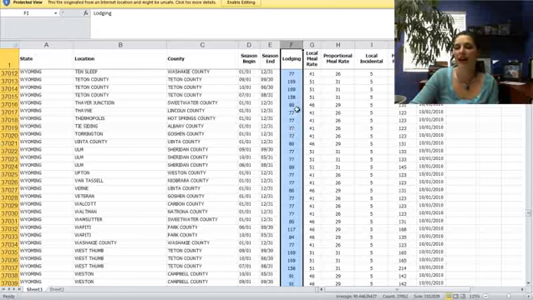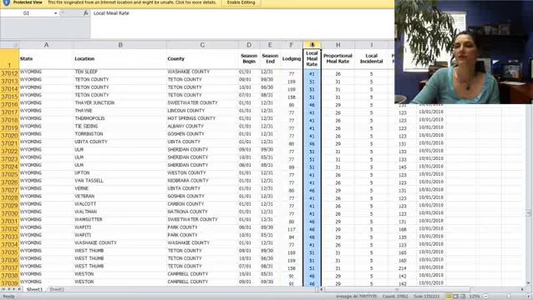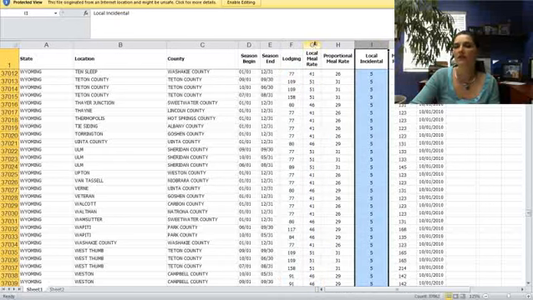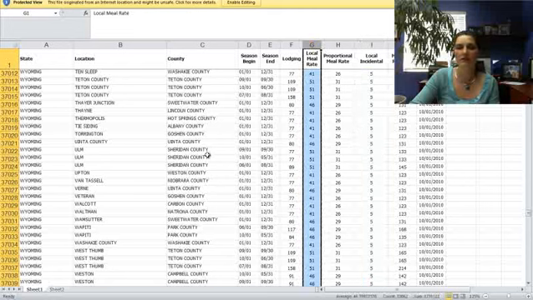But the lodging rate is not a number that an employee can use to claim a deduction. An employee is required to use the actual cost of lodging. However, an employee is allowed to use a per diem rate for meals and incidentals. So it's these two columns that you would be concerned about.